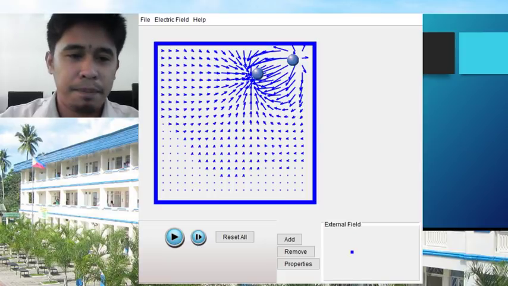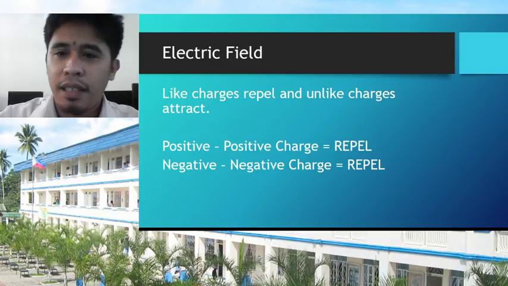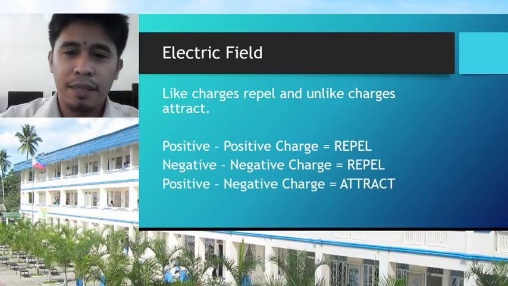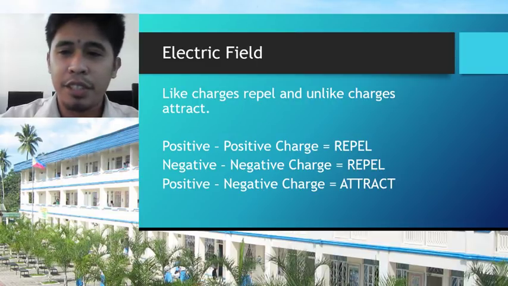To sum up, positive to positive charge equals repel. Negative to negative charge equals repel. And positive to negative charge equals attract. This means that similar charges repel, dissimilar charges attract, such as shown in the simulation.